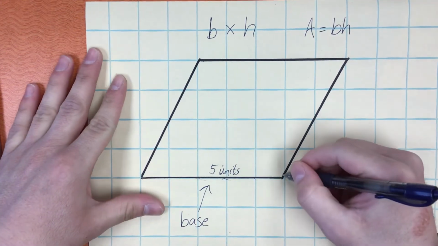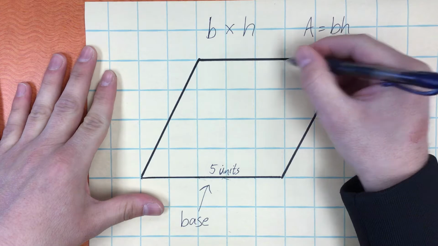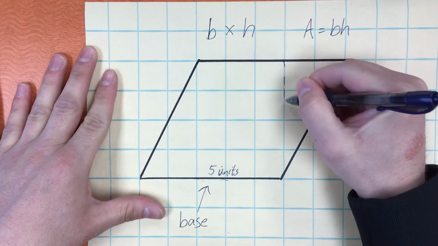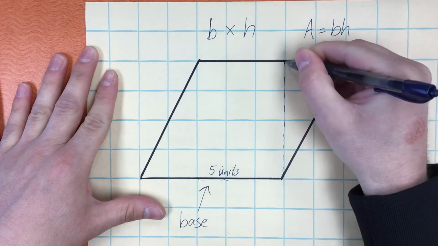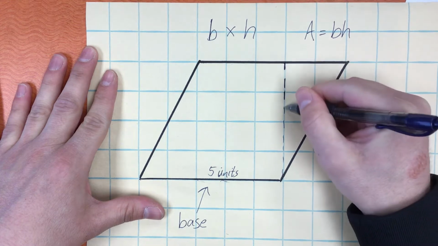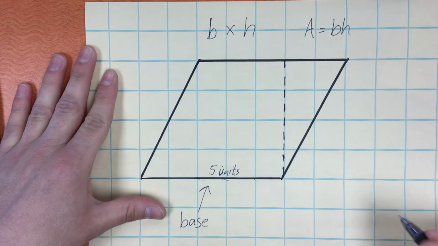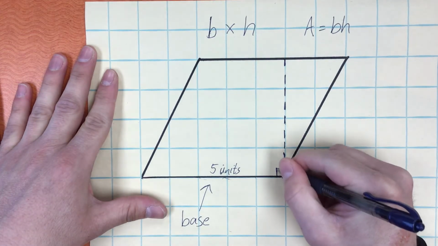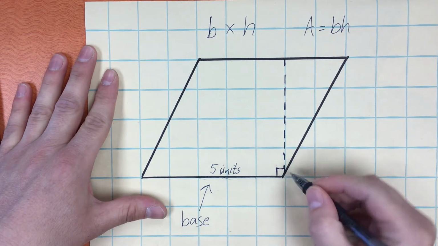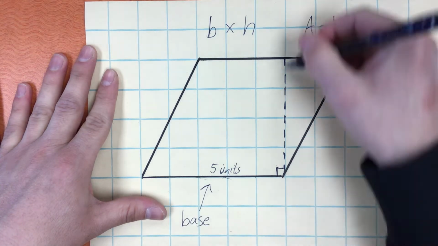So what I'm gonna do is draw a little dotted line, and you'll see this a lot of times, a dotted line just like that. You might not be able to see that very well. And that is called your height. It is perpendicular. If you remember that term, it means it's a right angle from the base. So it goes straight up from the base.